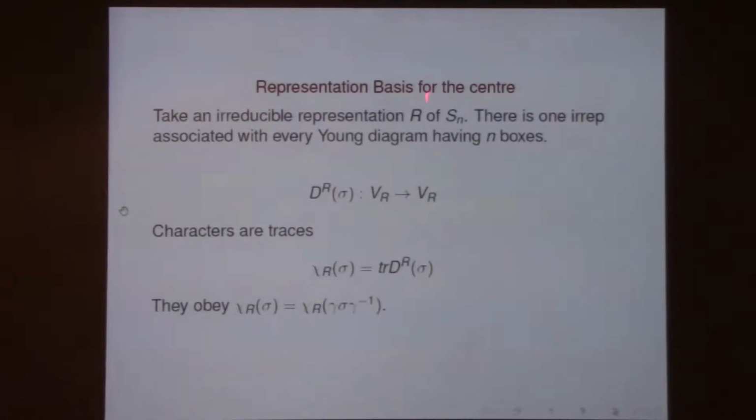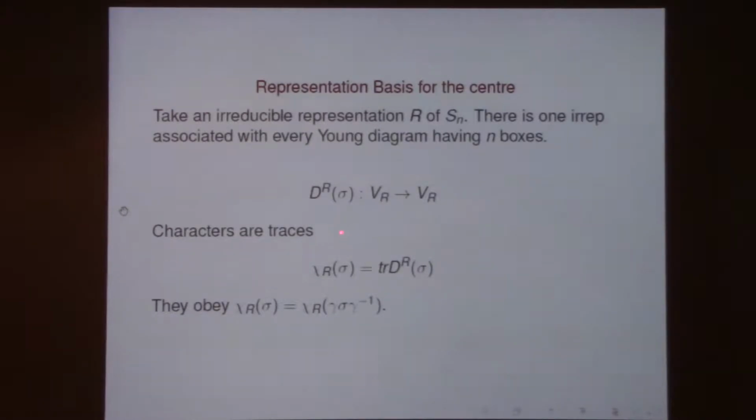That's one basis for the center. There's another basis for the center, which is constructed as follows. Take an irreducible representation of Sn, the symmetric group of n elements. These representations correspond to Young diagrams with n boxes. It's a representation, which means that for every permutation you have a matrix which acts on the vector space, and goes back to the vector space.